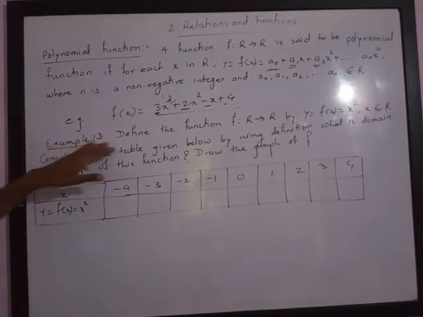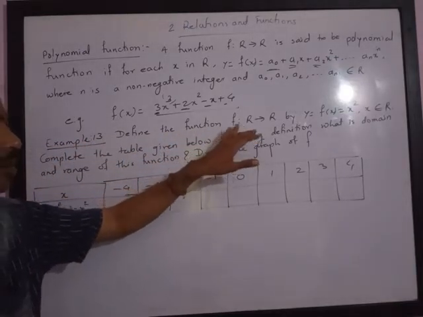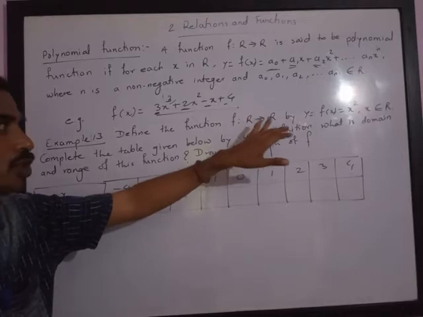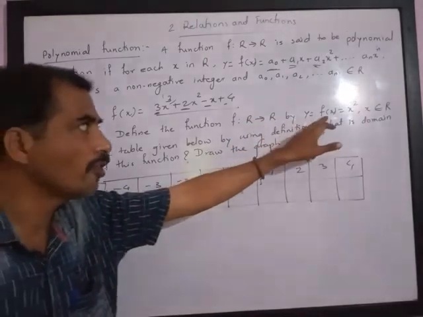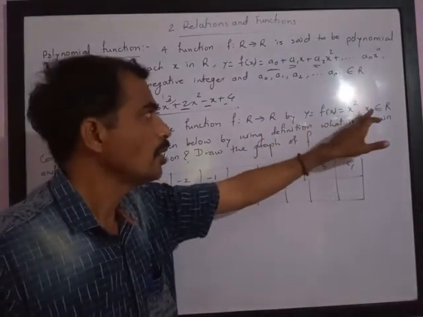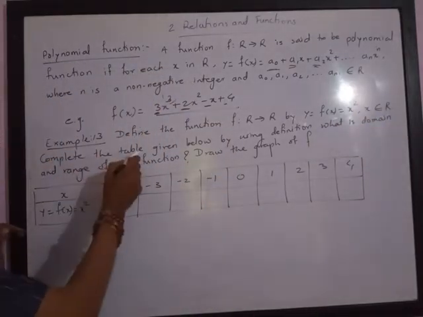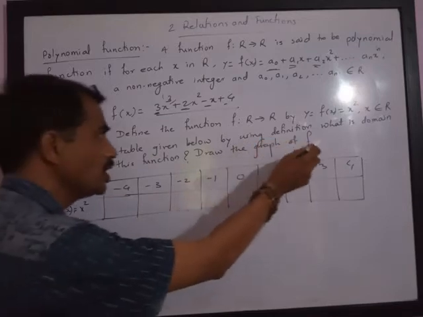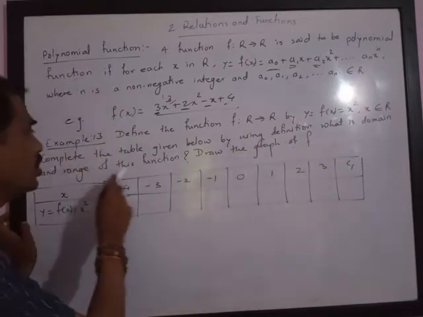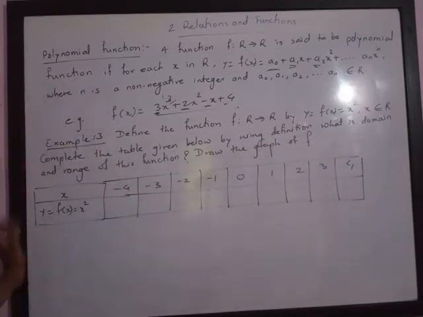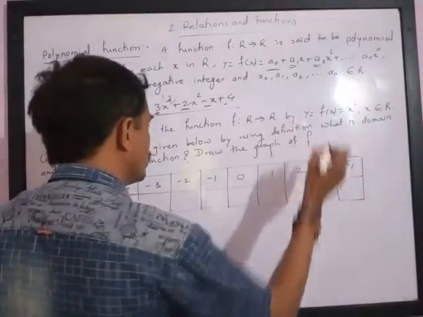Next is the 13th question. Define a function from real numbers to real numbers by y is equal to f of x is equal to x square, where x belongs to real numbers. So we are given x is a real number. Complete the table given below by using the definition. What is the domain and range of this function? Draw the graph of the function. So this is what the question is.